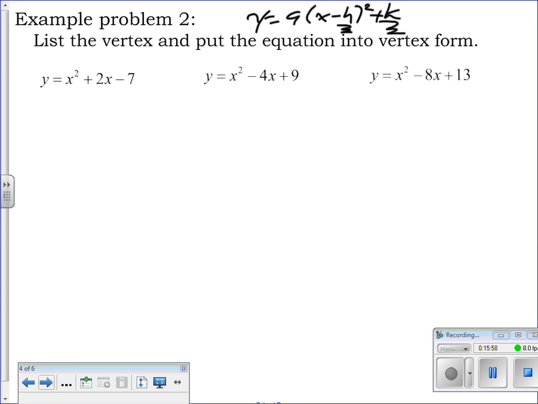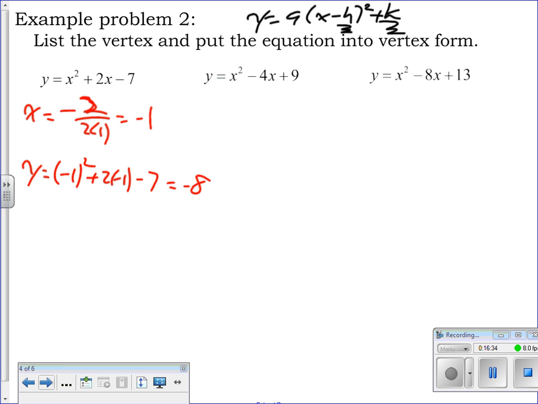To do that, we need to find the vertex, which we just got done doing. The x-coordinate of the vertex is minus b over 2 times a. We just did this, same thing. So I get negative 1. The y-coordinate is negative 1 squared plus 2 times negative 1 minus 7. So I get 1 minus 2 is negative 1, minus 7 is negative 8. So my vertex is negative 1, negative 8.